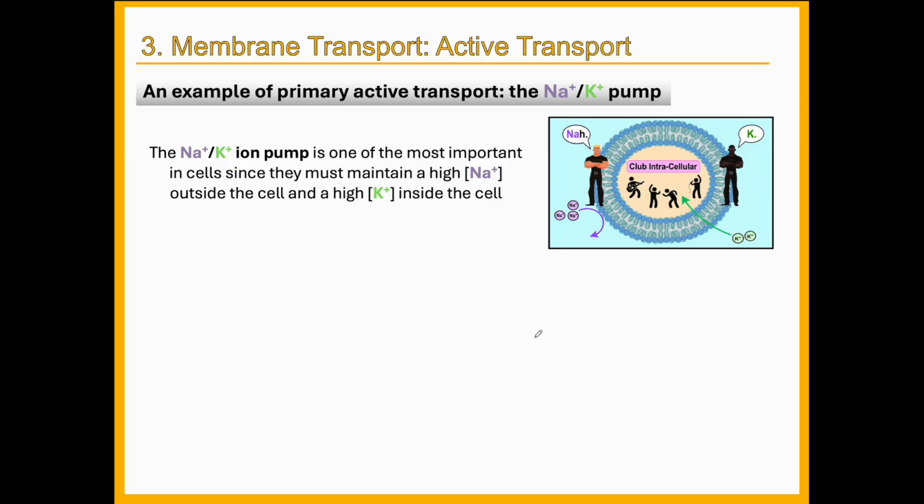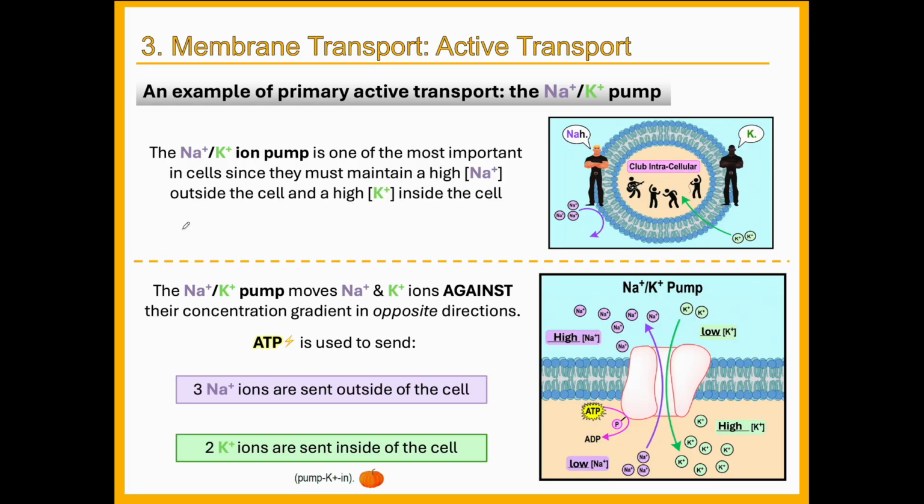So, an example of primary active transport, why is it important? Well, because in our bodies we have the sodium-potassium pump, okay? The sodium-potassium pump, ion pump, is one of the most important in the cells since they must maintain a high concentration of sodium on the outside and a high concentration of potassium on the inside. The truth is, our cells, for some reason, always keep this high sodium on the outside and a high potassium on the inside. There's a very important reason why. We're not going to talk about it now, but this sodium-potassium pump is an example of primary active transport.